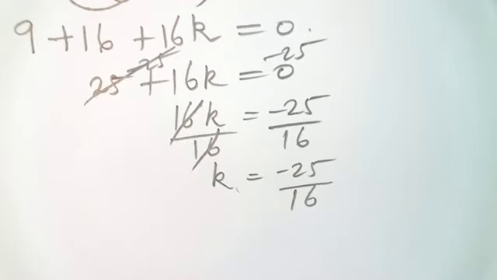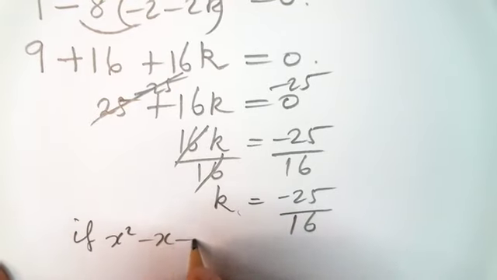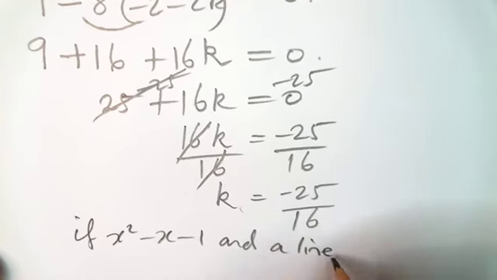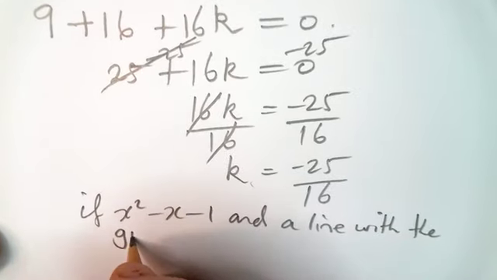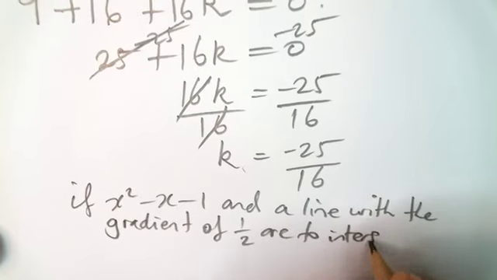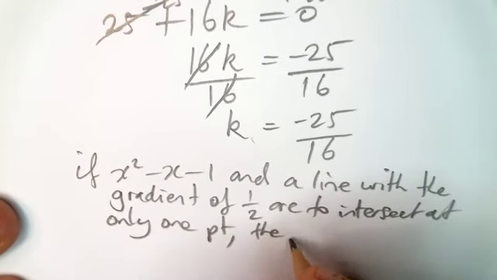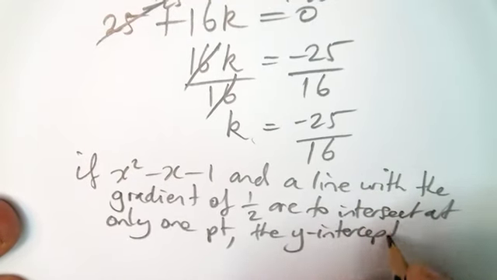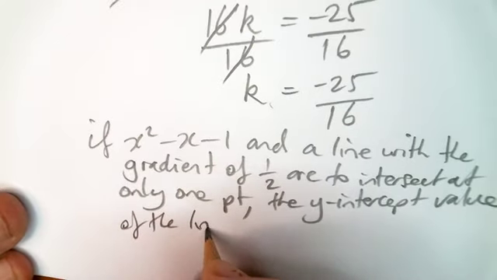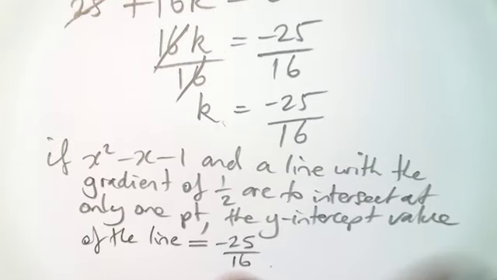And you want to put a statement here saying: if x squared minus x minus 1 and a line with the gradient of 1/2 are to intersect at only 1 point, the y-intercept value of the line would equal -25 over 16. And that's what I would put. And hopefully that makes sense.